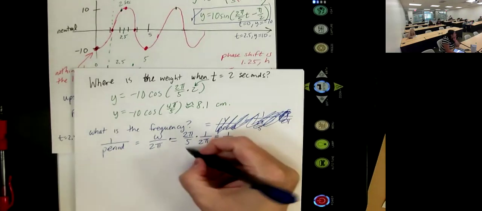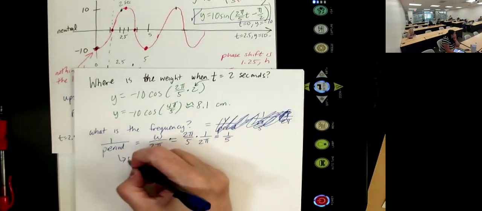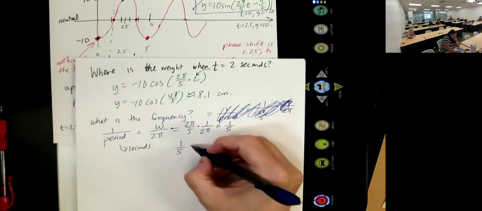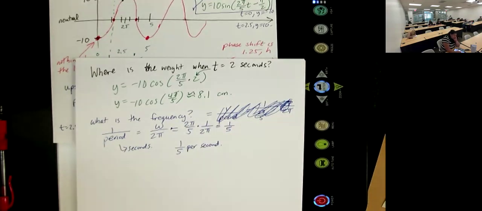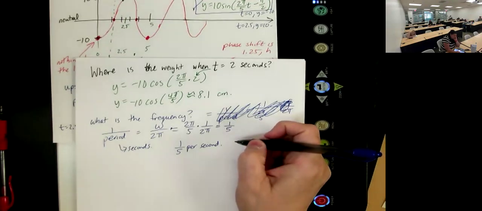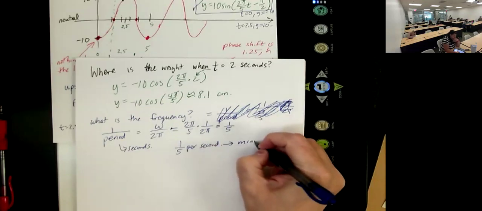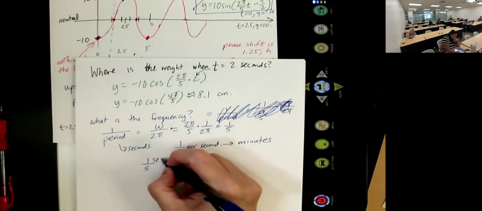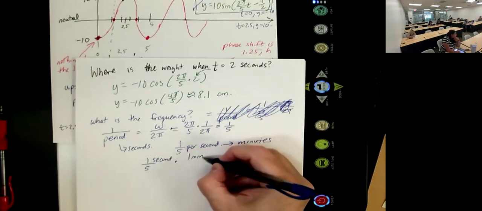Now, this was in terms of seconds. My period was in seconds. So it's 1/5 per second. That's probably not all that helpful. Let's think about it in terms of minutes, because that's pretty fast, like measuring the thing in seconds. If I go to minutes, 1 second over 5 multiplied by 1 minute over 60 seconds.